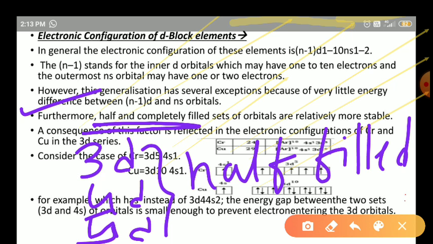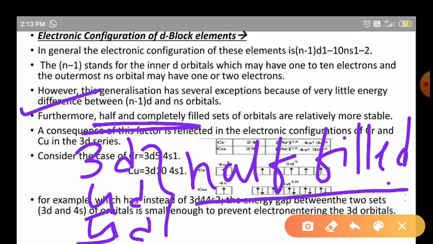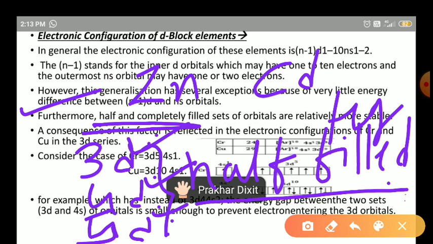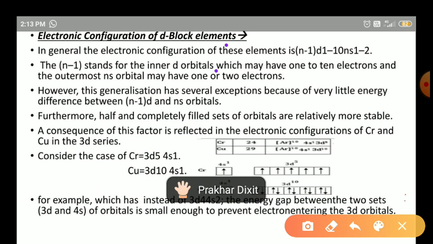Students, please don't write on the screen. We call them half filled orbitals. In the d block elements the electrons are incompletely filled. So in all the 3d, 4d, 5d the electrons are incompletely filled except for zinc, cadmium, mercury. Except for these elements, the electrons are incompletely filled. Now these 3 points are clear, students?